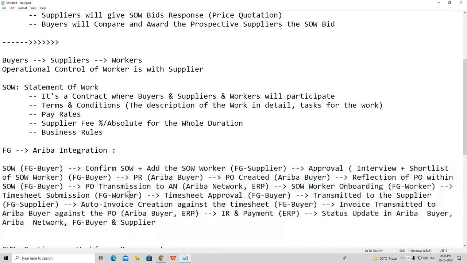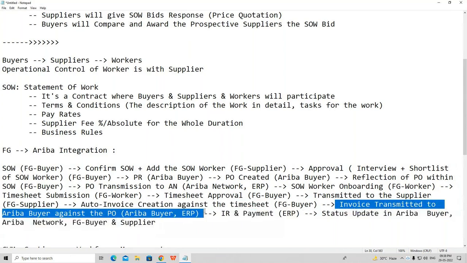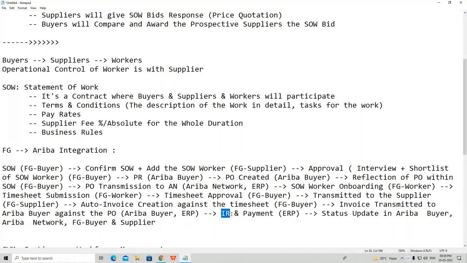So timesheet approval is happening, then it is transmitted to the supplier. The supplier can see the invoice, with auto invoice creation against the timesheet. Once that is done, the invoice is transmitted here. It will not go to Ariba buyer; it will go directly to the ERP. Now IR will happen in ERP and payment will happen from ERP to NewGen. You don't have to do any configuration for that. That is automatically present right now in your ERP.